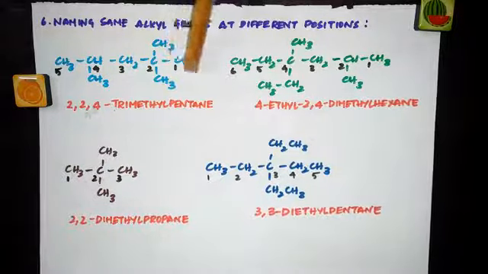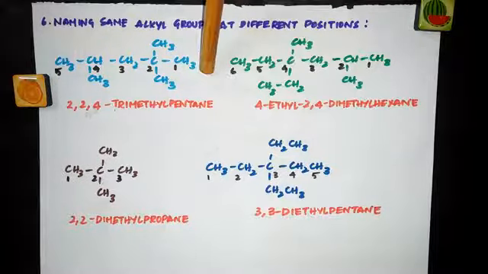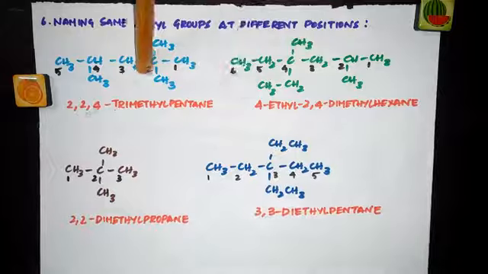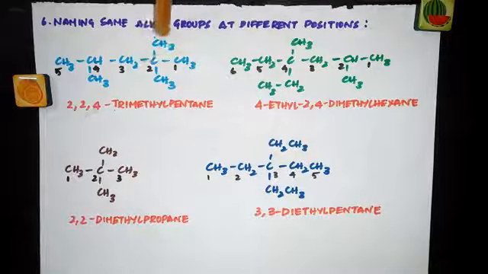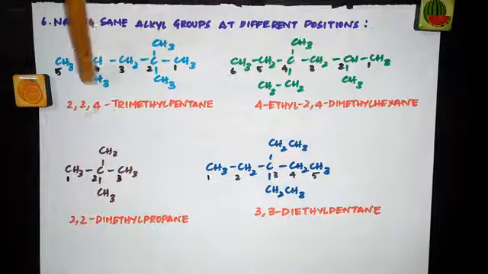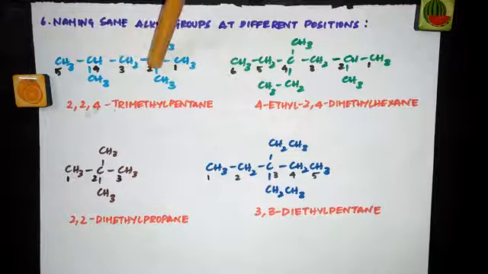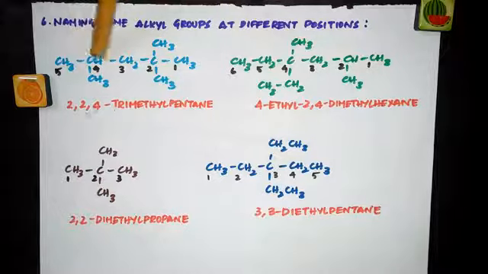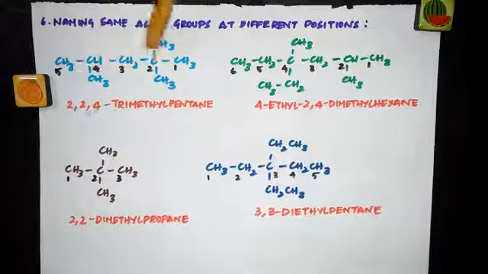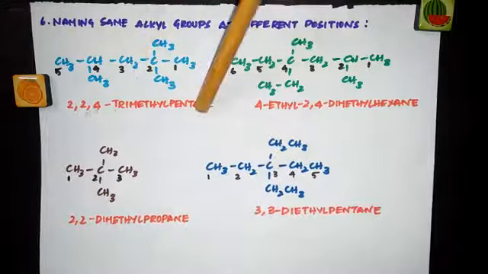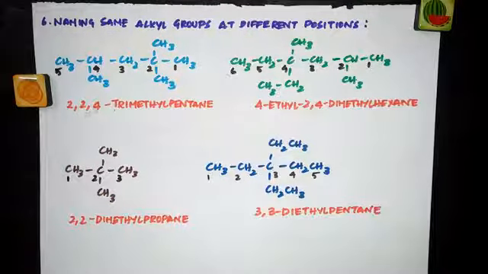So we have 5 carbon atoms in the parent chain. What would be the root word? It is pentane. In the second position, I have 2 methyl groups. In the fourth position, I have 1 methyl group. So you have to mention this 2 twice. 2 comma 2 comma 4 trimethyl, because I have 3 methyl groups. Trimethyl pentane is the IUPAC name.